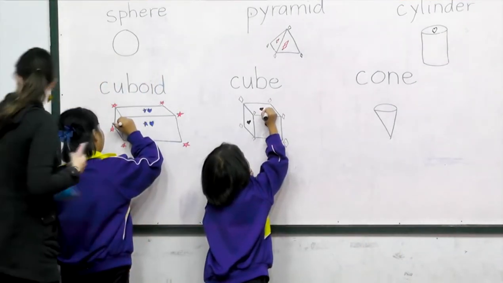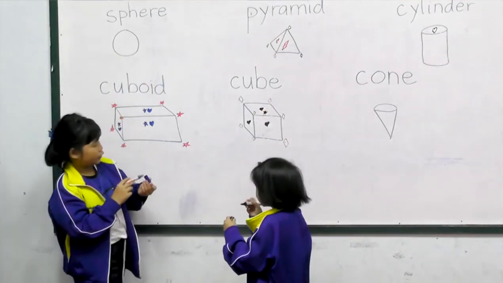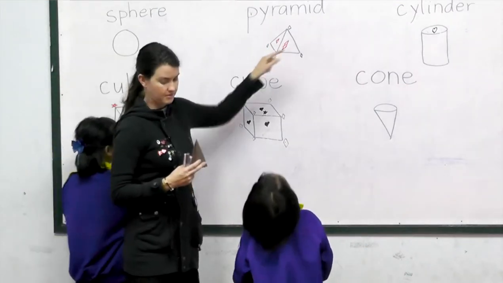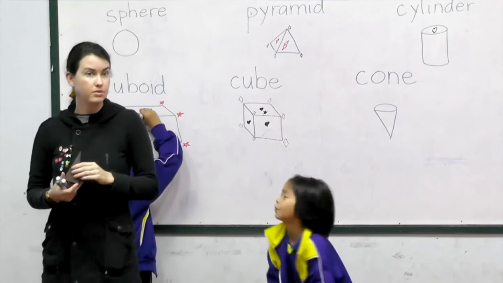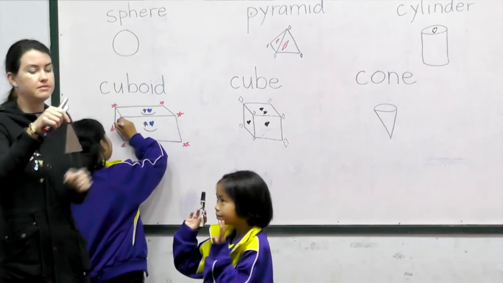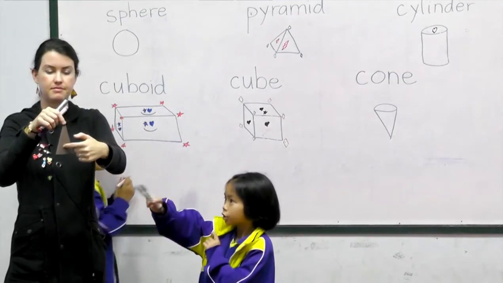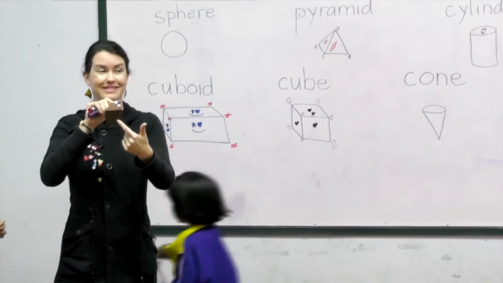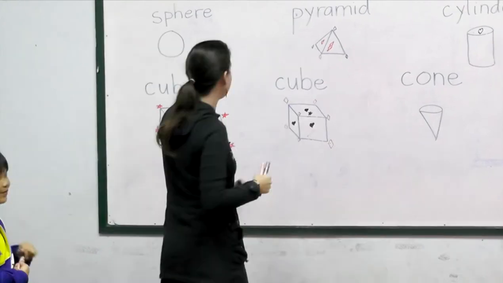We've got 1, 2. Sometimes if we draw it, we can't see the whole thing. Good job. What about our pyramid? How many faces on our pyramid? How many can we see? 2. Do we have more than 2? Let's count. 1, 2, 3, 4, 5. Our pyramid's got 5.